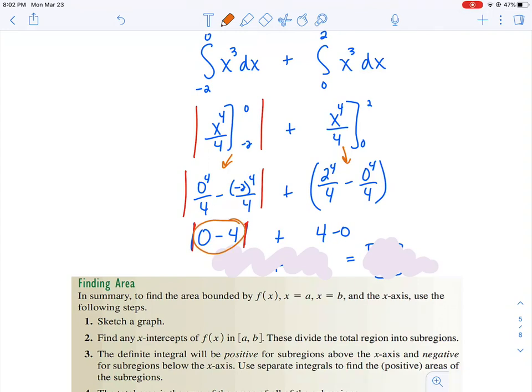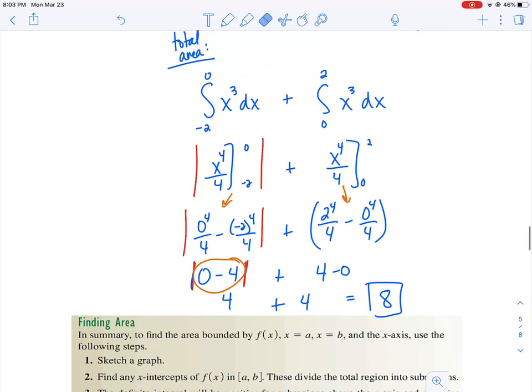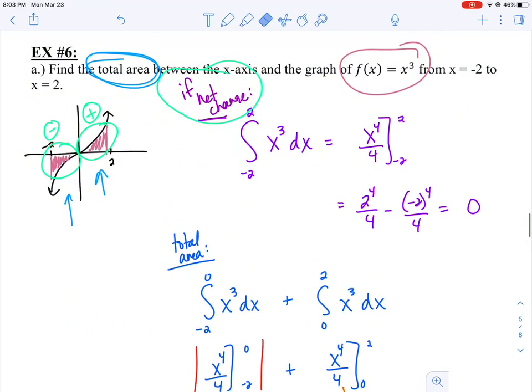So in this first piece, I ended up getting actually a -4 area. That meant that I have 4 square units of area, but it happens to be underneath the x-axis. But I needed to make sure that I include that area with an absolute value. So I'm going to take the absolute value of that, and then I'm going to add it to the area that I got from 0 to 2, which happens to be 4 also. And so once I take the absolute value of the negative piece, I end up getting 4 plus 4 for a total area of 8.